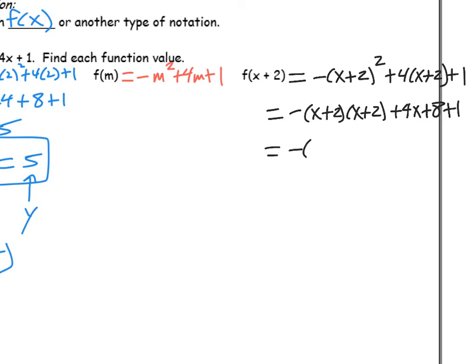Let's see. That's some foiling to do here. That'll give me x squared plus 4x plus 4. Over here, I've got 4x hanging out there and plus 9 at the end.